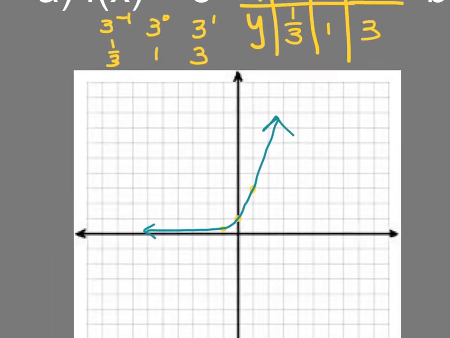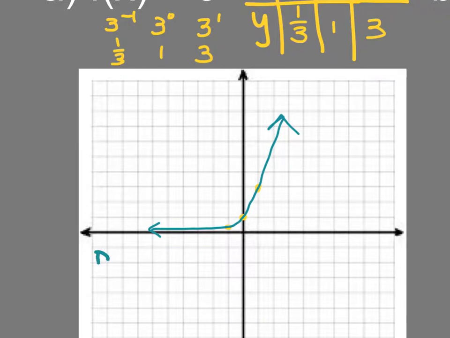Okay, so now let's talk about this function. What's the domain of this function? All real numbers, -∞ to +∞. What's the range of this function? Good. 0 to +∞, and 0 gets what? Good. A parenthesis. Remember, that's an asymptote, but it can't include that 0, right? There's no way to raise something to a power to make it 0.